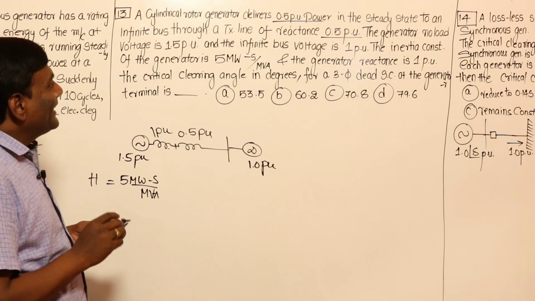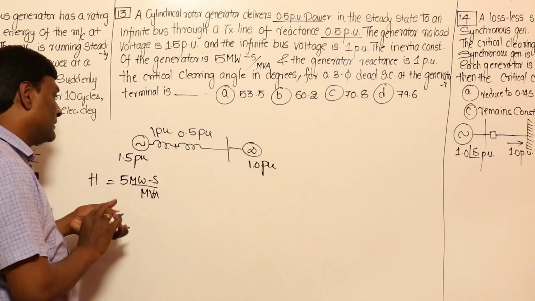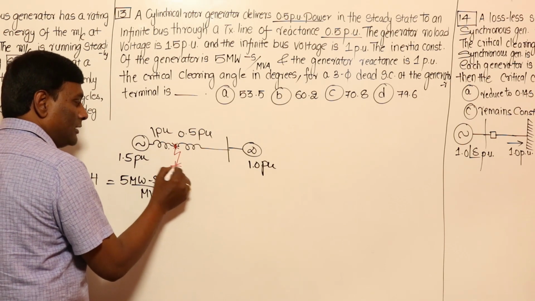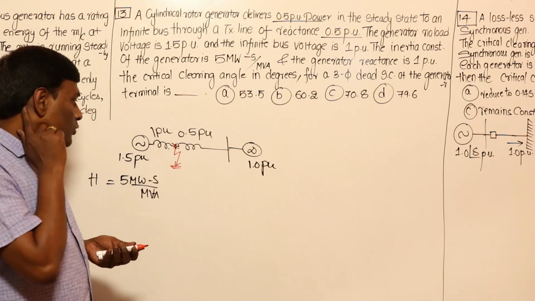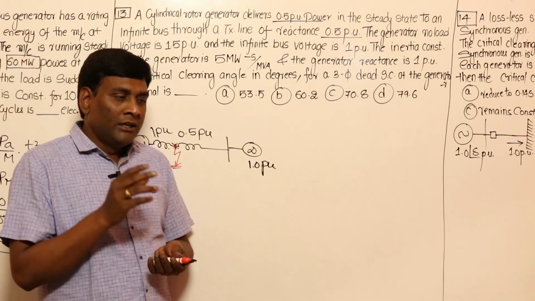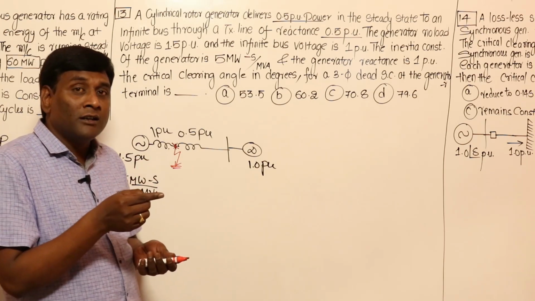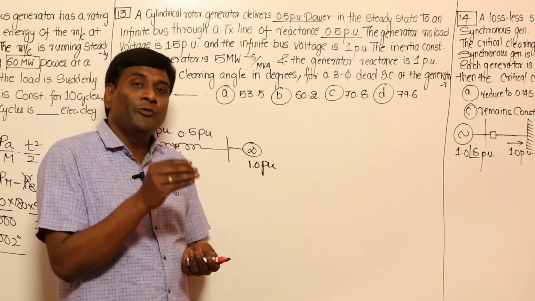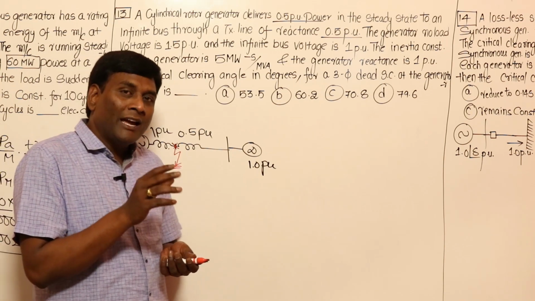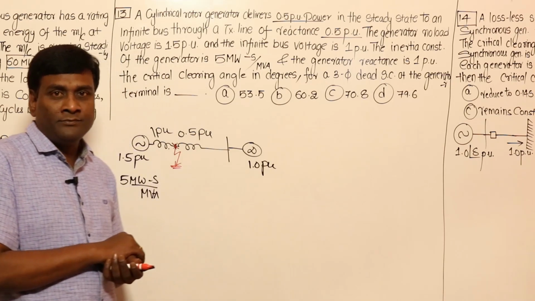And the critical clearing angle in degrees for a 3-phase dead short circuit at the generator terminals is asked. At the generator terminals, a dead short circuit is happening. One thing I have to say: in our previous theory sessions we have done that if you have a double line circuit, even though a fault occurs, there is a possibility of having a power angle characteristic during the fault, if you have only a double circuit line. We discussed that.